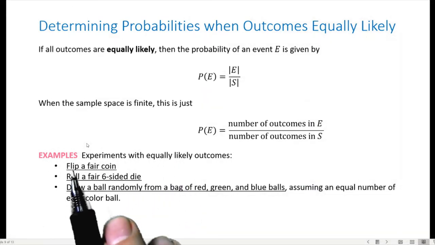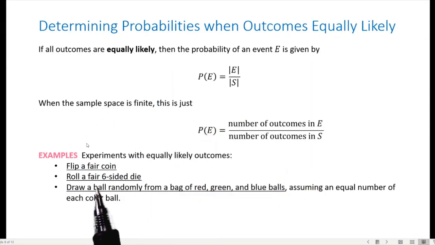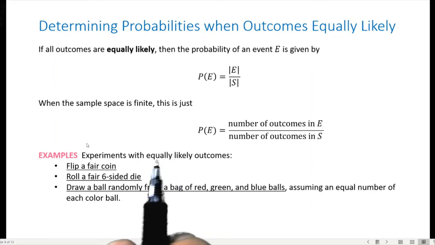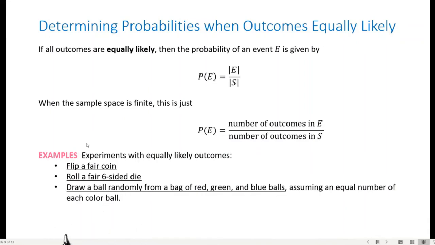Here are some examples of experiments that have equally likely outcomes where we could use this procedure to compute the probability. If you flip a fair coin, you either get heads or tails. Because it's a fair coin, each possibility is equally likely. Rolling a fair six-sided die: because the die is fair, each number is equally likely to occur. So I could use this method there.